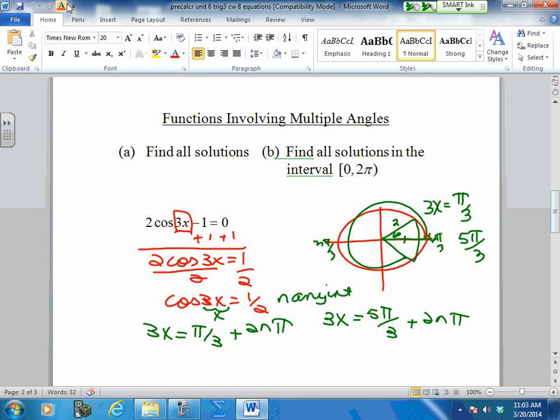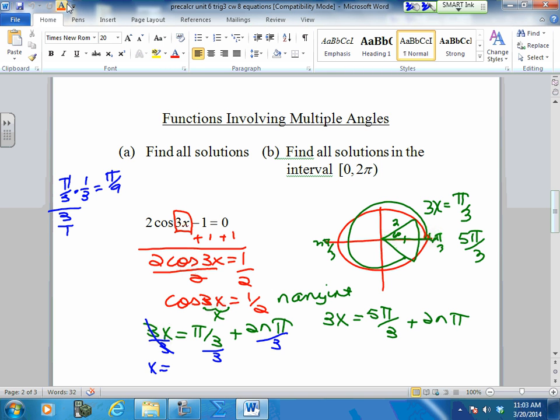Now, here's our problem. This says 3. So to get rid of this, I divide by 3. So I'm going to take this, now this is an equation, divide everything by 3. So, guys, come on. This is x is equal to, if I take pi over 3, and I divide it by 3 over 1, I keep, I change, I flip. What does that give me?